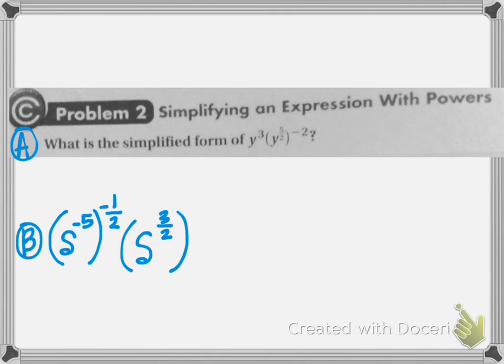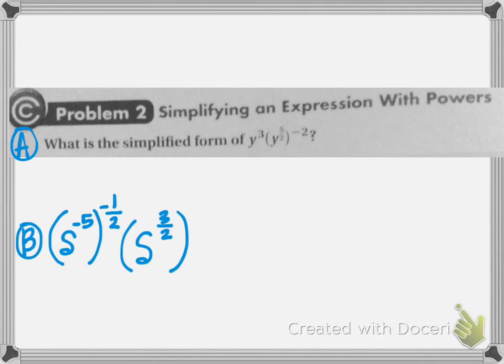Alright, example 2. What is the simplified form of y to the 3rd times y to the 5/2, to the negative 2? So I've got power of a power and product of powers. So I'm going to multiply these exponents and then add these exponents. So let's go ahead and simplify this part.